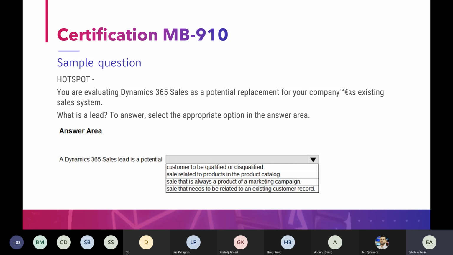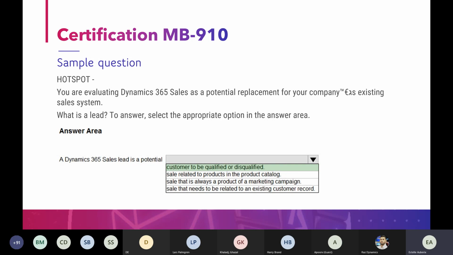So the Dynamics 365 Sales lead is a potential customer to be qualified or disqualified. You have four choices: customer to be qualified or disqualified, sales related to a product in the product catalog, sales that are always a product of a marketing campaign, sales that need to be related to an existing customer record. So you will have to choose one, which is customer to be qualified or disqualified. In your exam, you can also flag your question if you're not sure, and come back to it at the end of the questions, because maybe you will need some time to think.